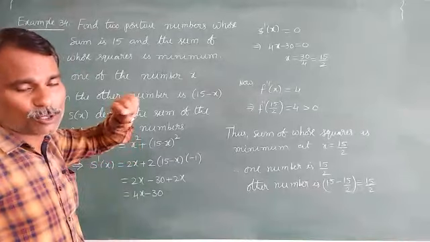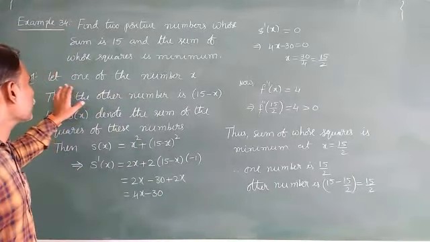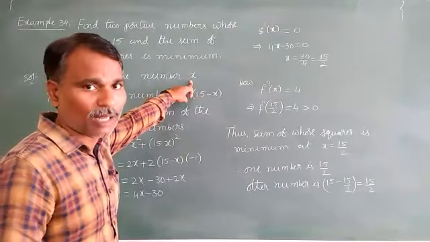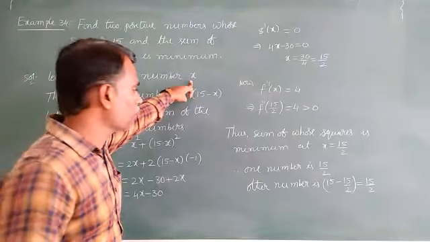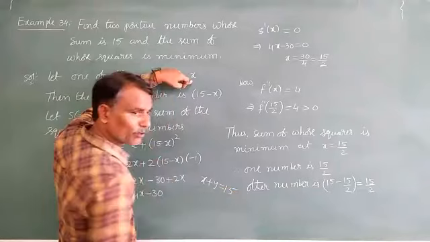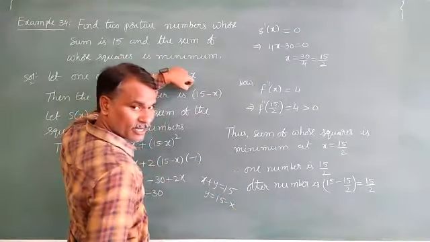He is asking for the numbers whose sum of squares is minimum. Here, let one of the numbers be x, because we don't know the numbers. The sum of the two numbers is 15, so consider two variables: x plus y is equal to 15, so y is equal to 15 minus x.